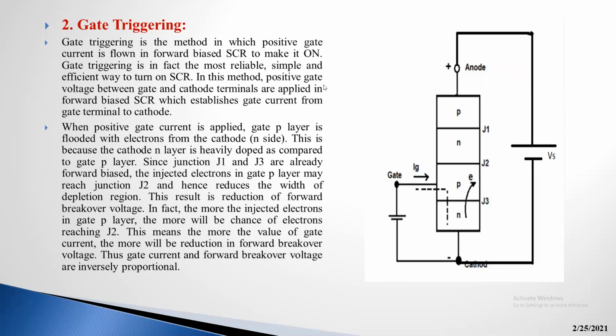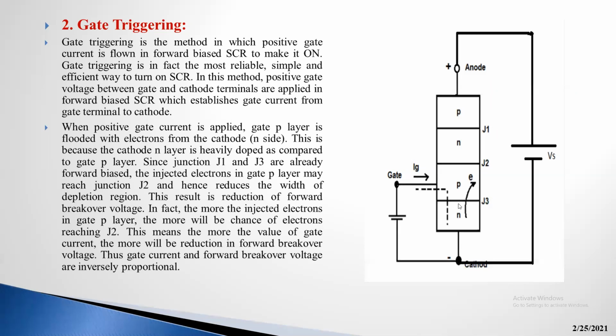In this method, a positive gate voltage between the gate and cathode is applied to the forward biased SCR, which establishes a gate current from the gate terminal to the cathode.